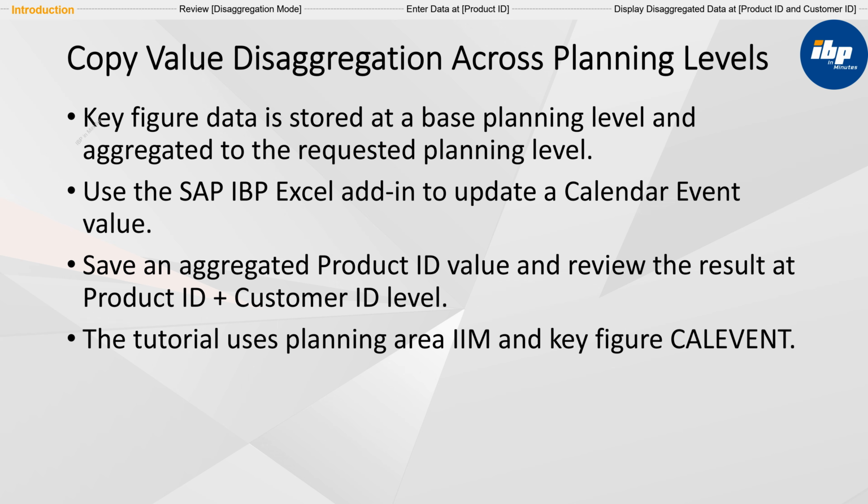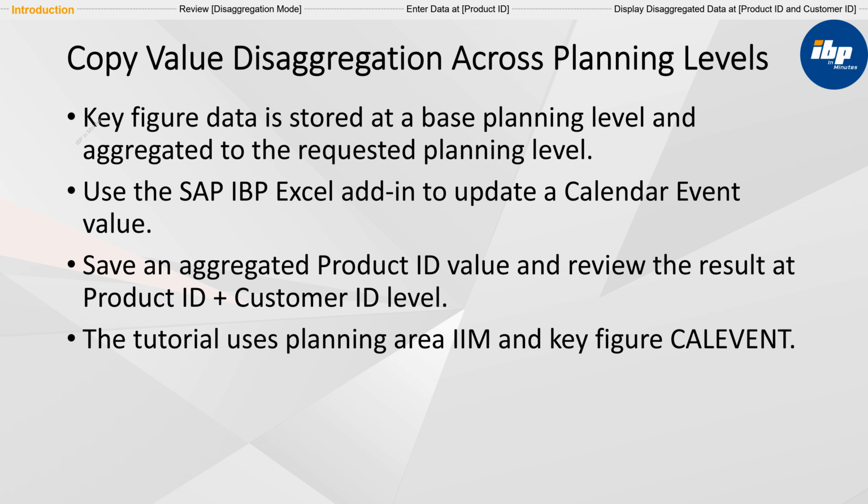First, review the tutorial goal. The introduction slide explains that key figure data is stored at a base planning level and can be aggregated to the planning level shown in a planning view. In this example, you update a calendar event value at product ID level and then display the saved value at product ID and customer ID level.